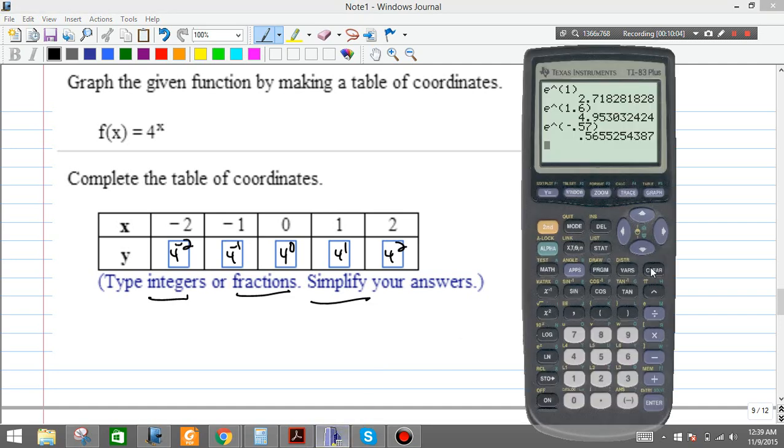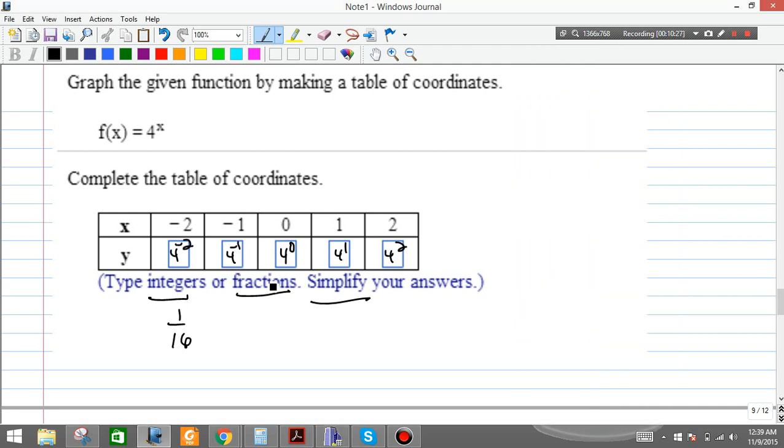4 to the negative 2. 4 raised to the parentheses negative 2 power. That's that. Fractions only, so we'll go math, make that a fraction. 1 over 16. We'll do 4 to the negative 1. The way that you get that by hand is that 4 to the negative 2 is 1 over 4 to the second, which is 1 over 16. And for the same reason, 4 to the negative 1 is 1 over 4.